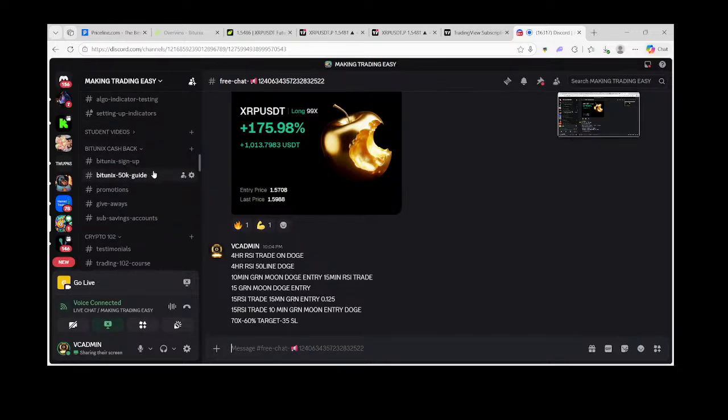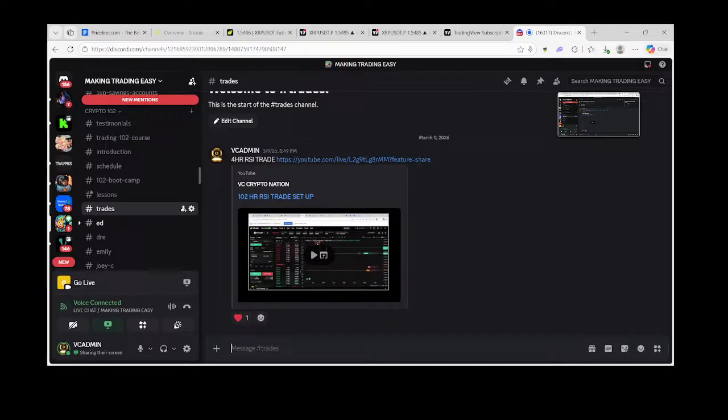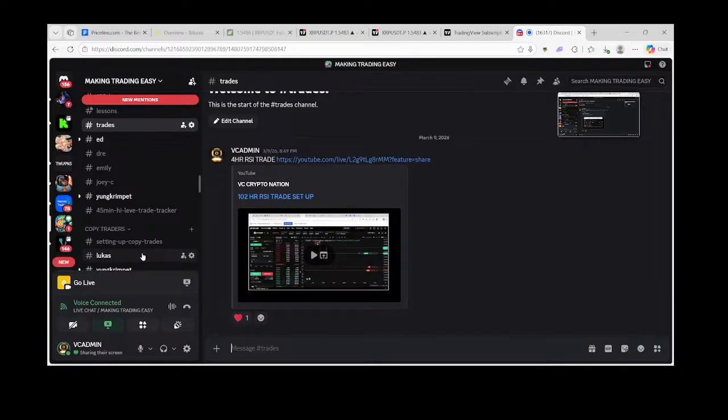And what you'll see is we have our trades here, right? So here's your trades. Here's the 4-hour RSI trade. That's the RSI trade setup. This is a trade that we do based on student trades, right? This will be the 15 minutes. So what's going to happen here is I'm going to add in the particular trade, what leverage we do, how we do it. And see how it says 45-minute high leverage tracker, right?